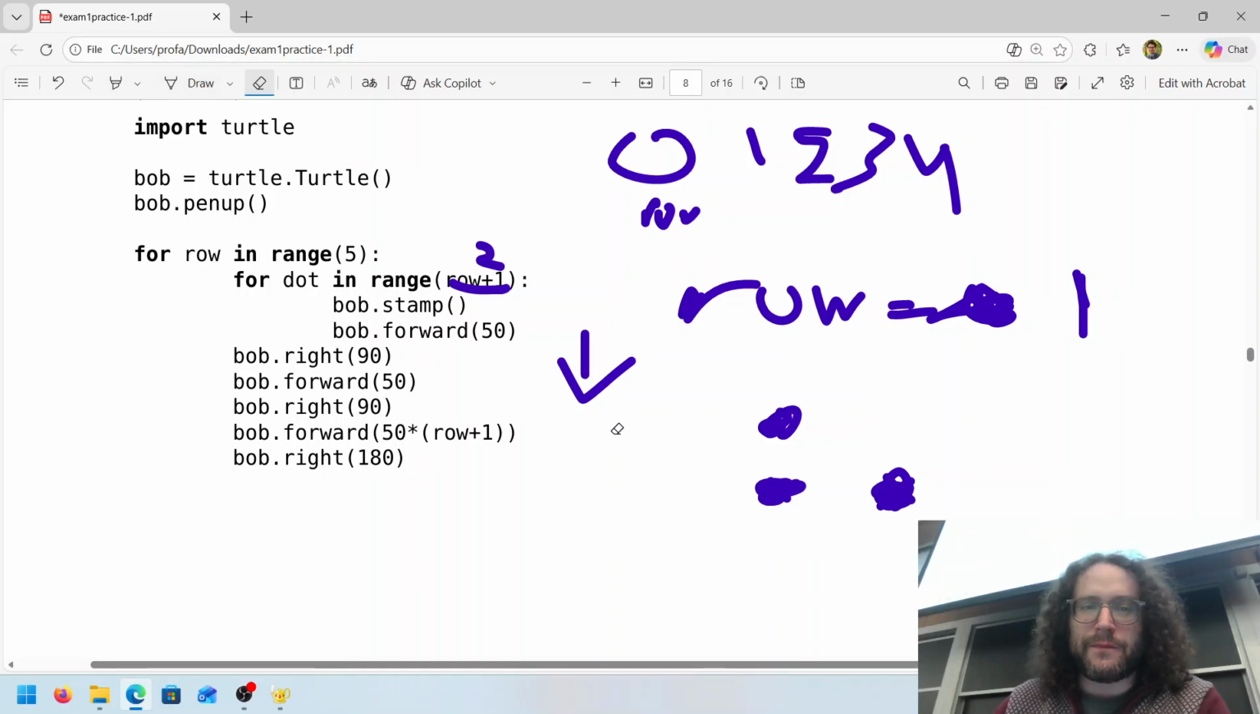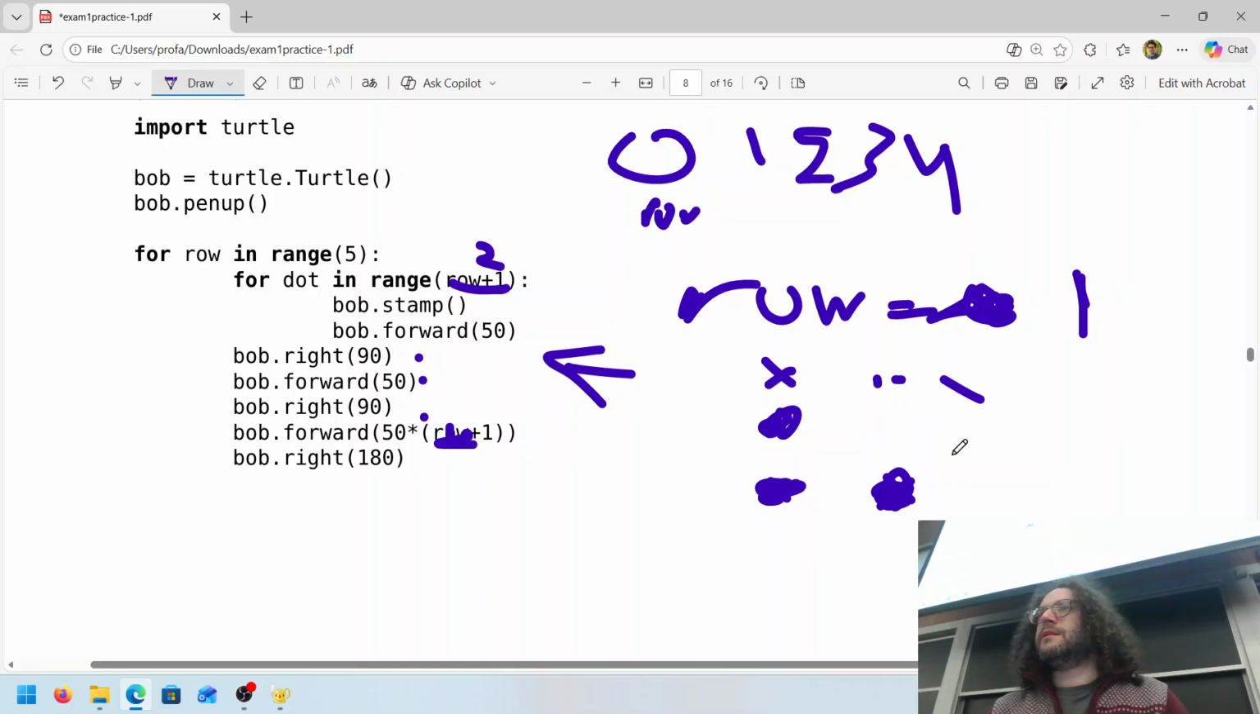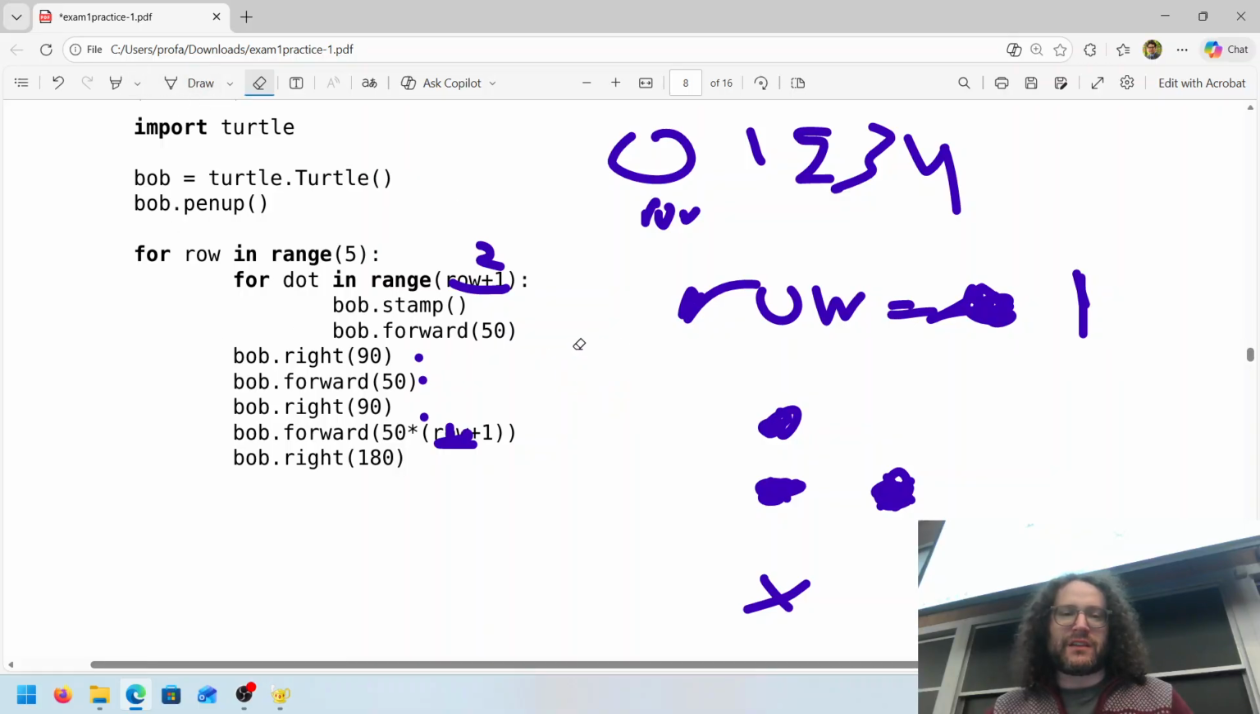Turn right another 90. So we did this, right 90, move forward down here. We're now facing this way. Move forward 50 times row plus 1. 1 plus 1 is 2, so move forward 100. Now that seems a bit tricky, but we moved forward 50 plus 50, right? So we moved forward 50 once, then we moved forward 50 again. So that was our 100. So moving forward 100 in this direction just brings us back to the same X position we started at. And then turn 180 degrees so that we're facing the correct way.